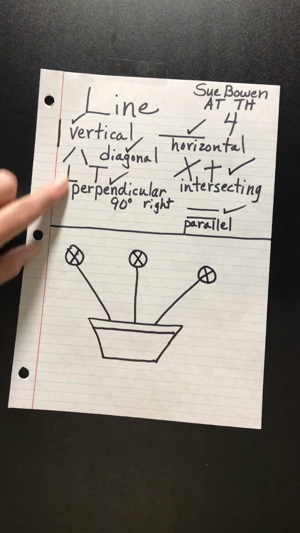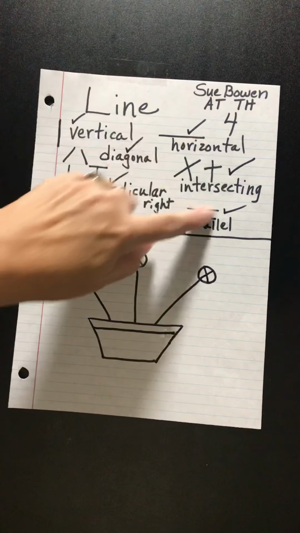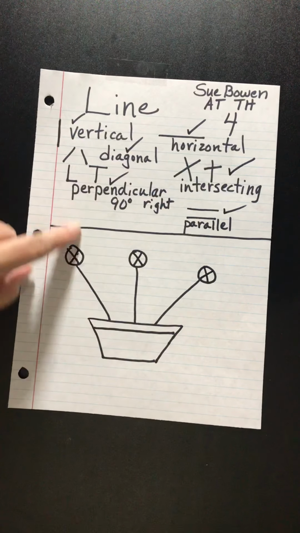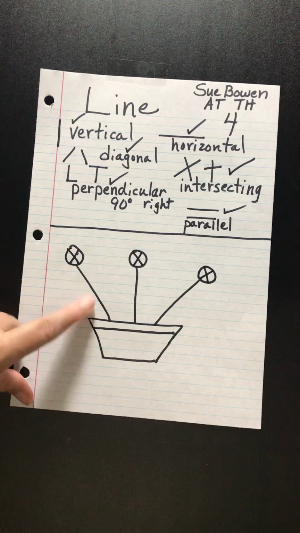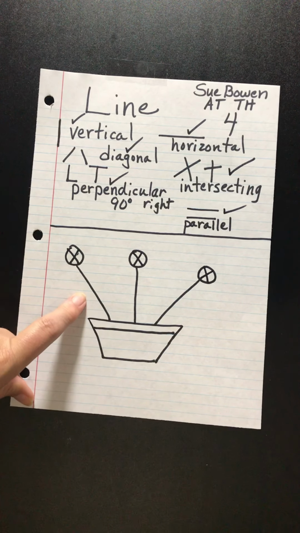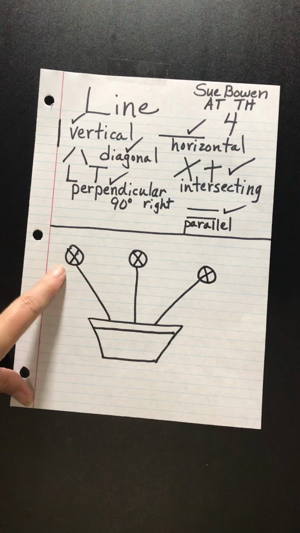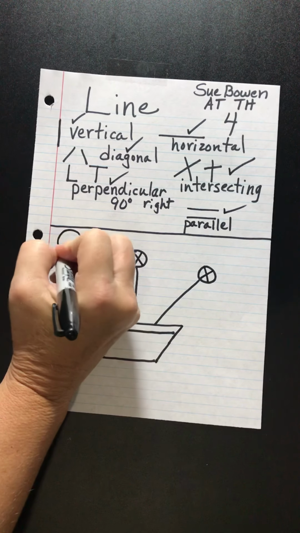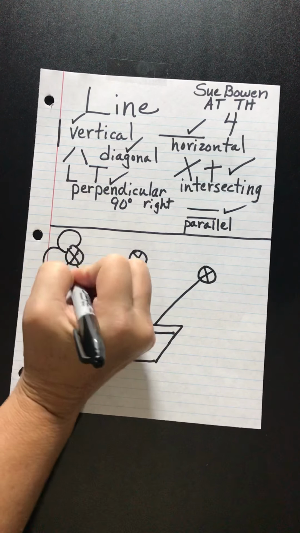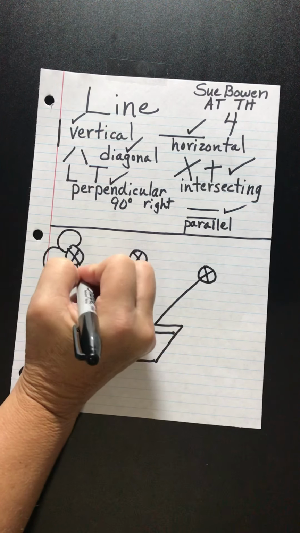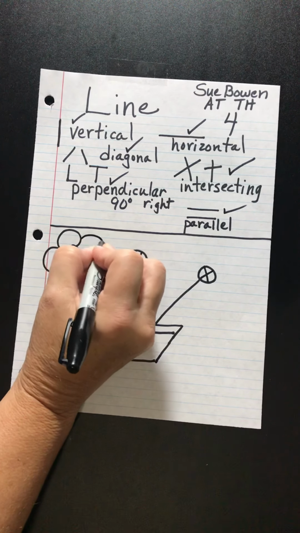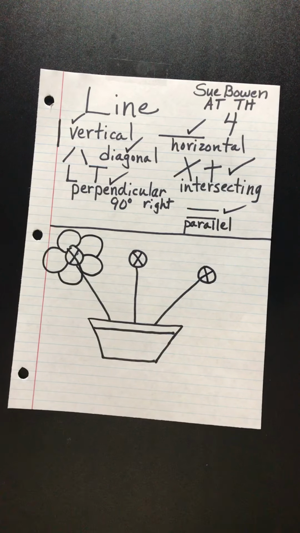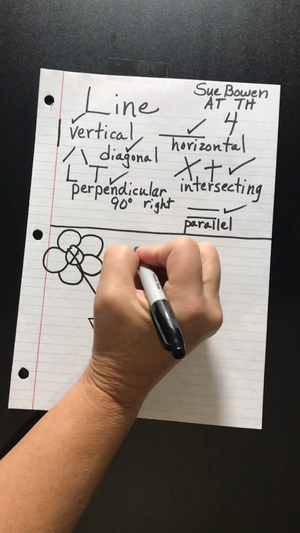So the center of our flowers are where we have our intersecting lines. We've already been successful. We've completed everything that was in our success criteria inside of our art. But this is not very pretty. It needs some work. So let's change these into some flowers by using some curvy lines here. We'll just do some basic petals just by drawing some half circles. Let's do the same thing over here.